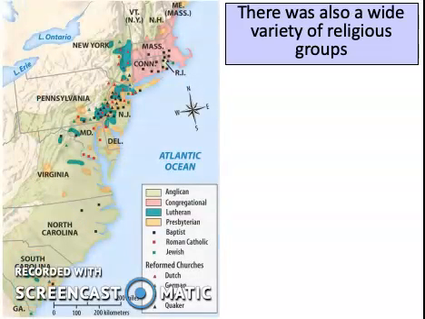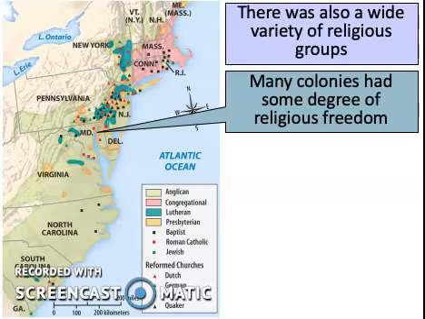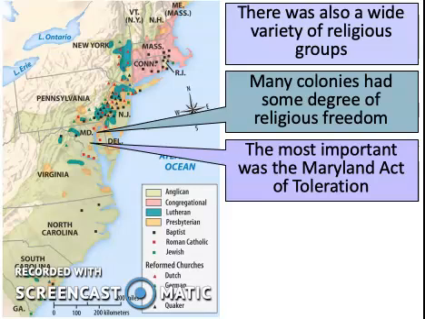There is also a wide variety of religious groups as well. Many colonies had some degree of religious freedom. Probably the most famous, and certainly the most important, was Maryland's Act of Toleration, which allowed for religious freedom in what would become the colony or the state of Maryland. Now, it provided for all different types of Christian religions, though it did not provide for non-Christian religions. But Maryland was a haven for Catholics. Pennsylvania, which we've already discussed, had religious tolerance, and Rhode Island had also been set up to have religious tolerance.